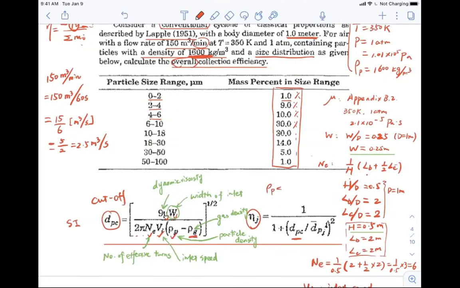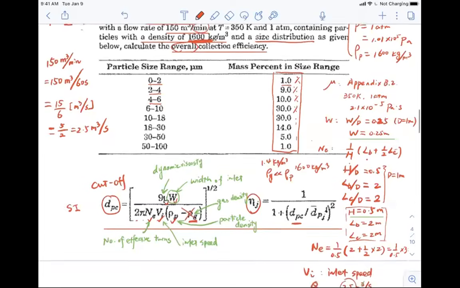The gas density is much, much smaller than particle density, because one is in the range of like 1.4 kilogram per meter cubed, but the other is in the thousands, right? For example, here you have 1600 kilogram per meter cubed. So really, we don't need to consider this term, or we can just ignore this. And I have to say that for a lot of the calculations, you can just ignore the gas density. Okay, so we don't need to consider that in our calculation here.